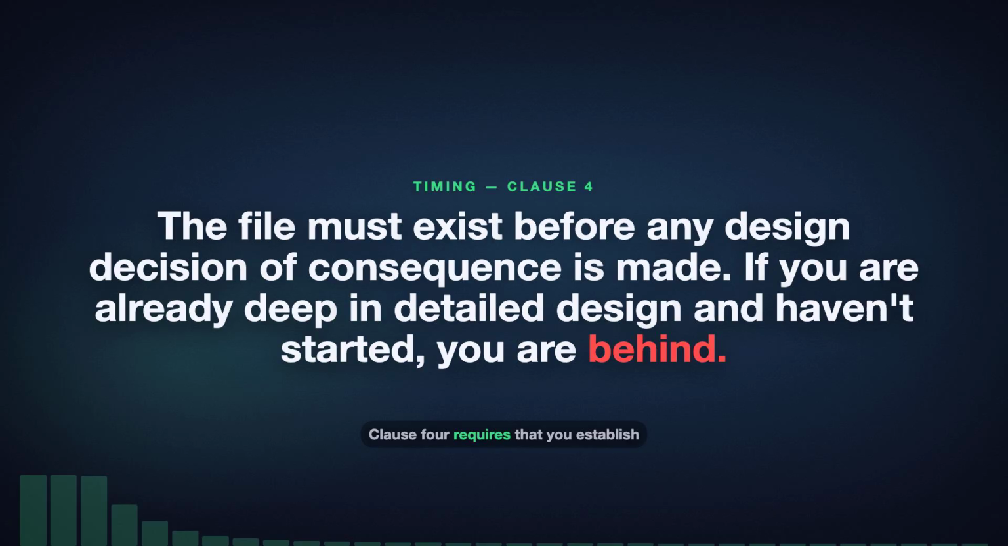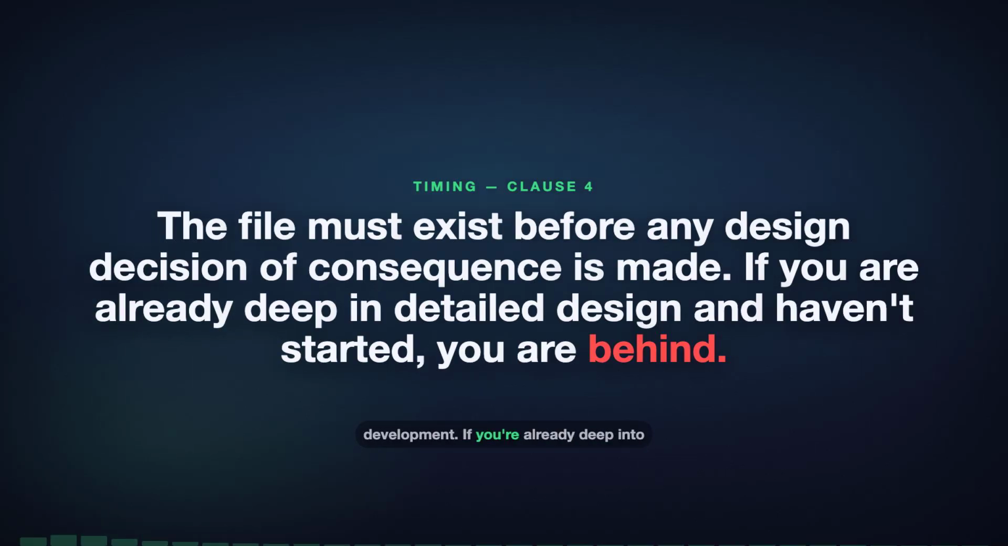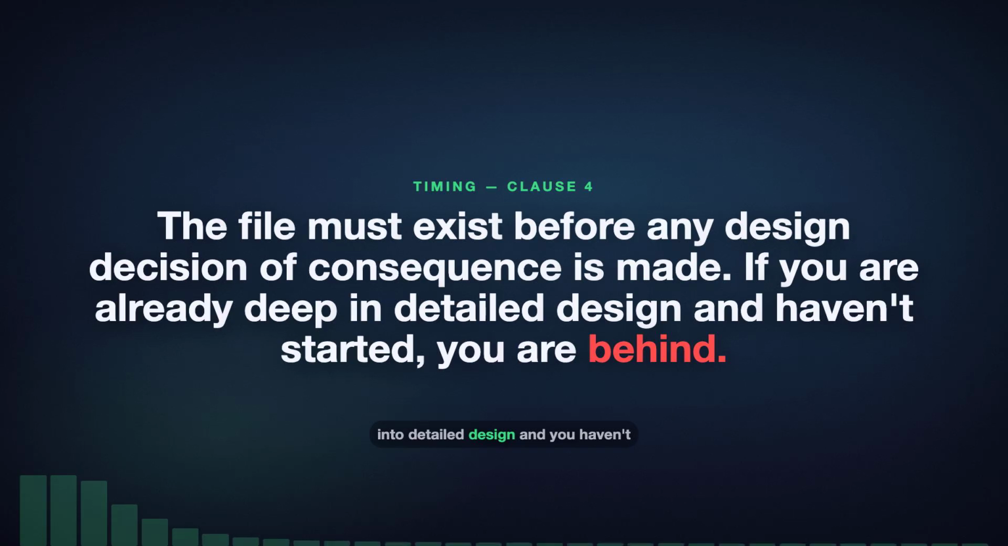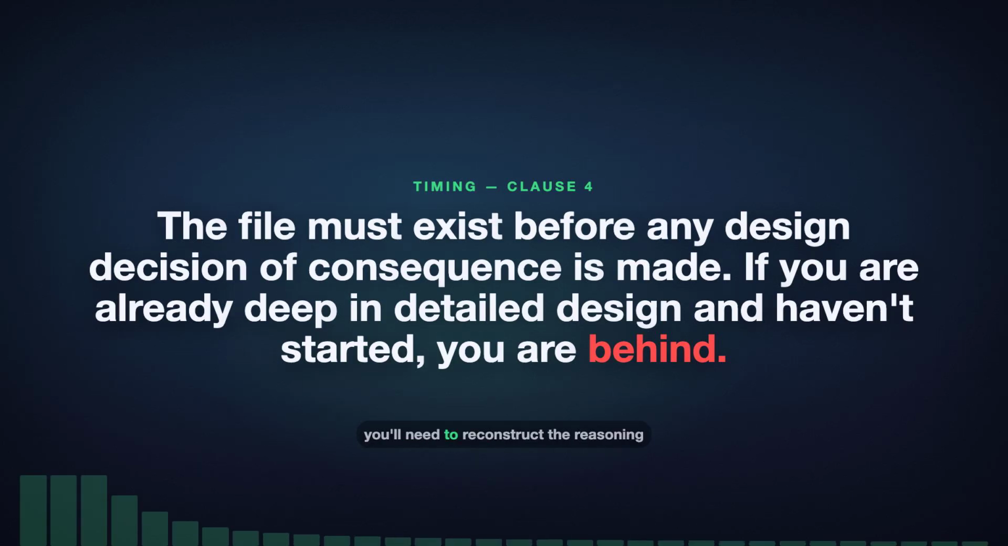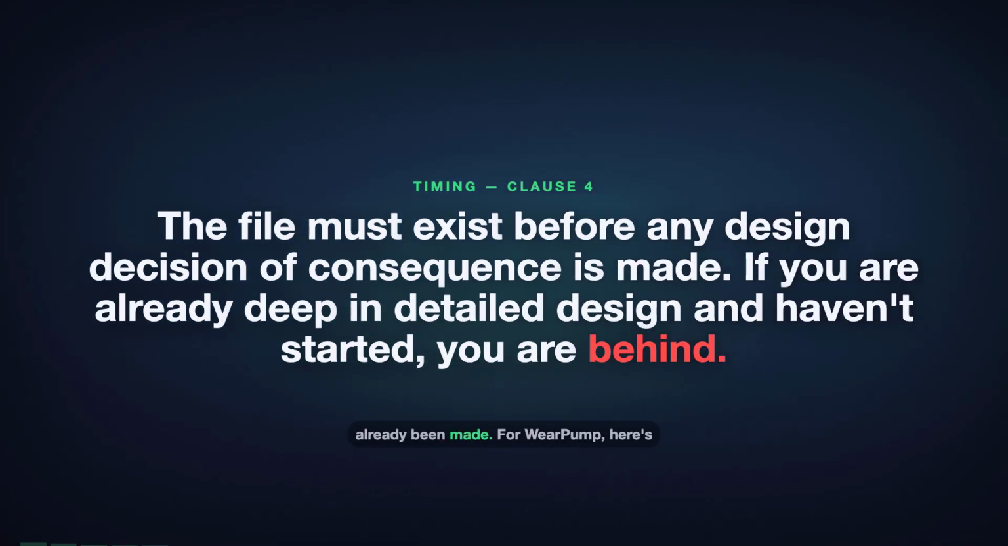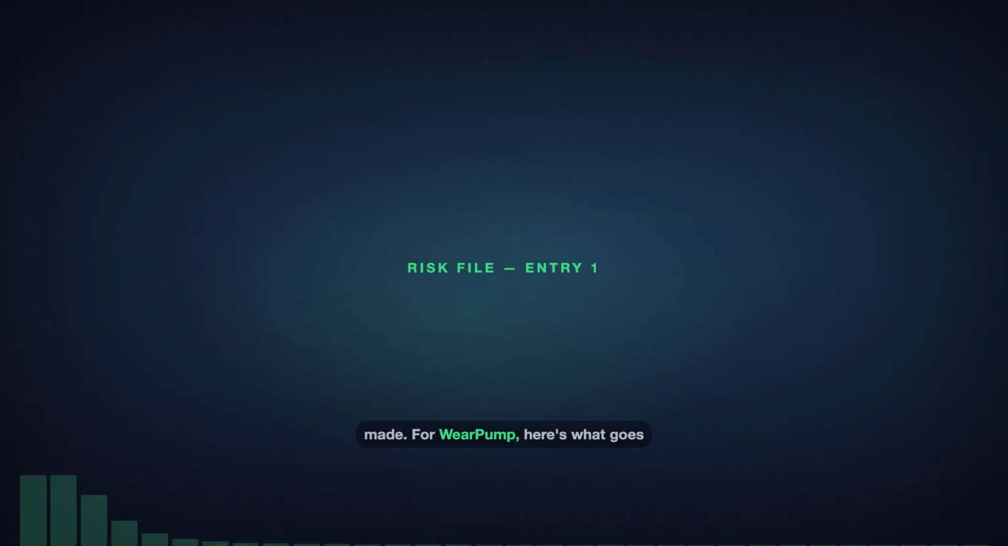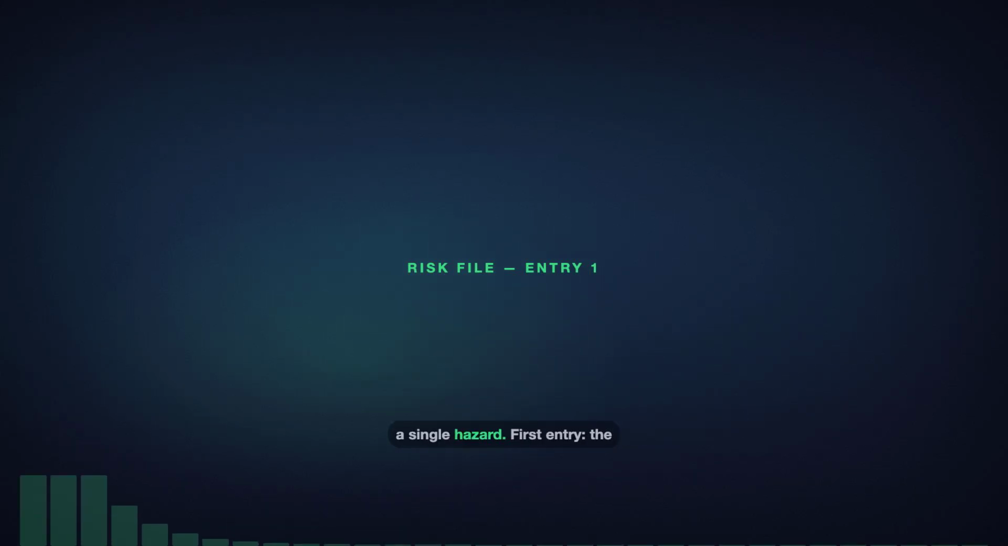Clause 4 requires that you establish your risk management plan at the beginning of design and development. If you're already deep into detailed design and you haven't started your risk file, you're already behind. That doesn't mean you can't start now, you can, but you'll need to reconstruct the reasoning behind decisions that have already been made. For WearPump, here's what goes into the risk file before you write a single hazard.